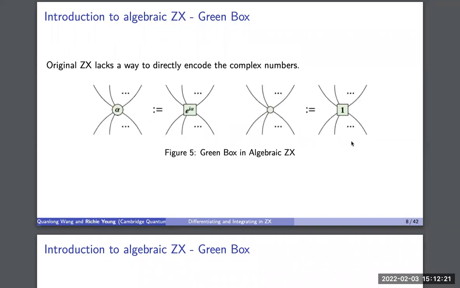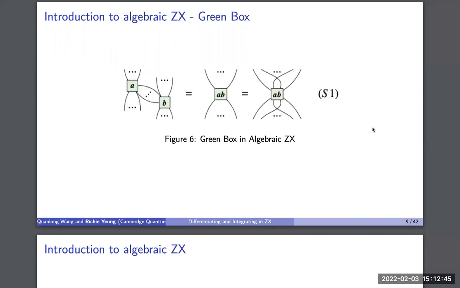And the rules are quite similar. Here's how you express the original Z spider in ZX calculus in terms of a green box. It's just replacing the alpha with an e to the i alpha, and the unparameterized Z spider can be expressed as a green box spider with a 1 on it. Similar to the normal Z spider, we have the fusion rule, but instead of adding the phases, we multiply the phases, because when you multiply exponentials together, you're actually adding the exponents. And here we don't have the exponential, so we just directly multiply these numbers together.